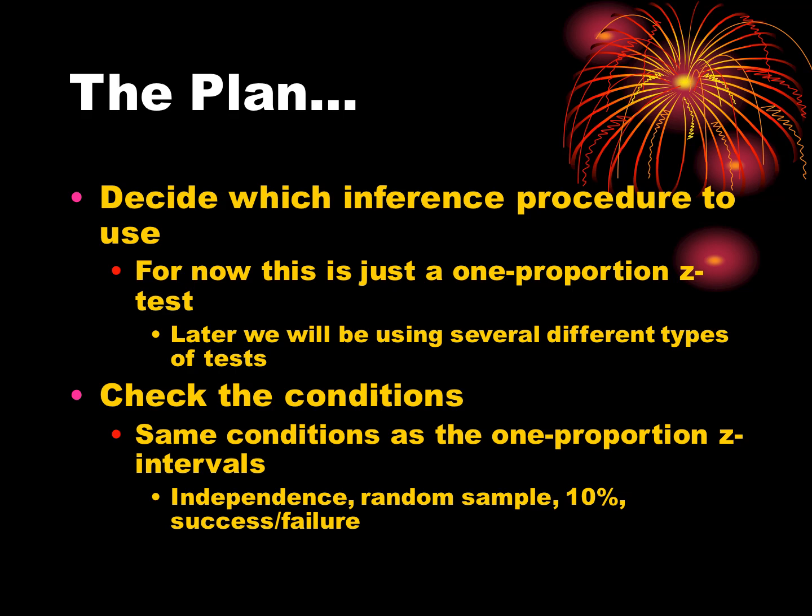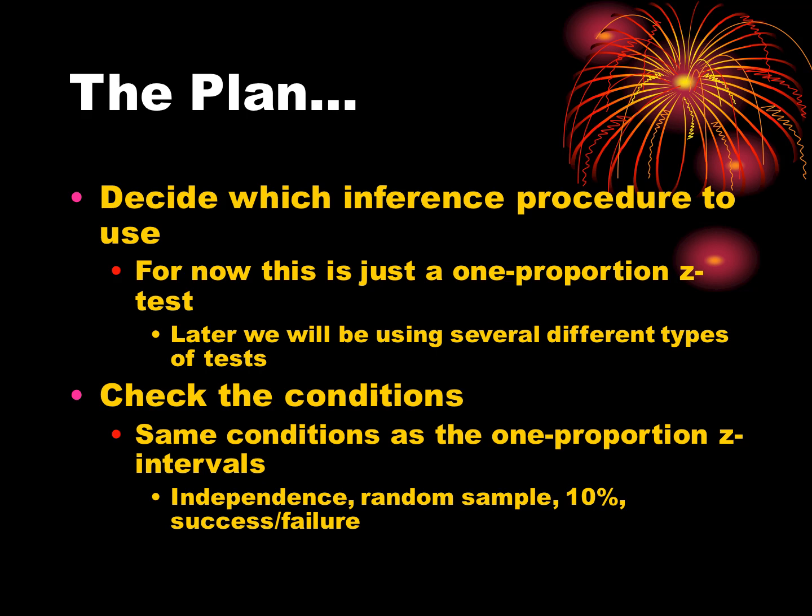So here is our plan, our steps. First thing we have to do: right now we only have two tests in our arsenal. We have a one proportion confidence interval, which can be used for testing a hypothesis, or a one proportion z-test. So we have a z-interval and a z-test. This chapter 19 is going to be all z-tests. Later we're going to have a lot more to choose from.